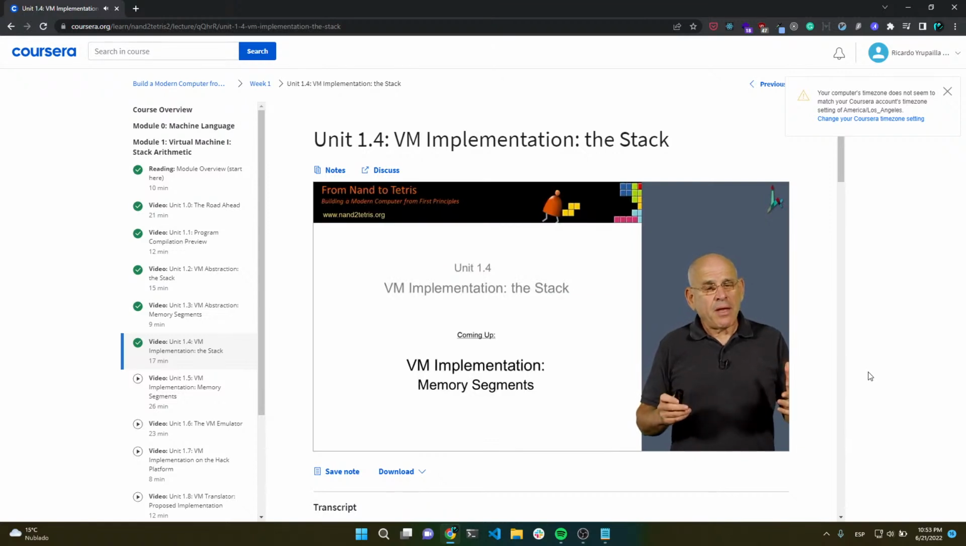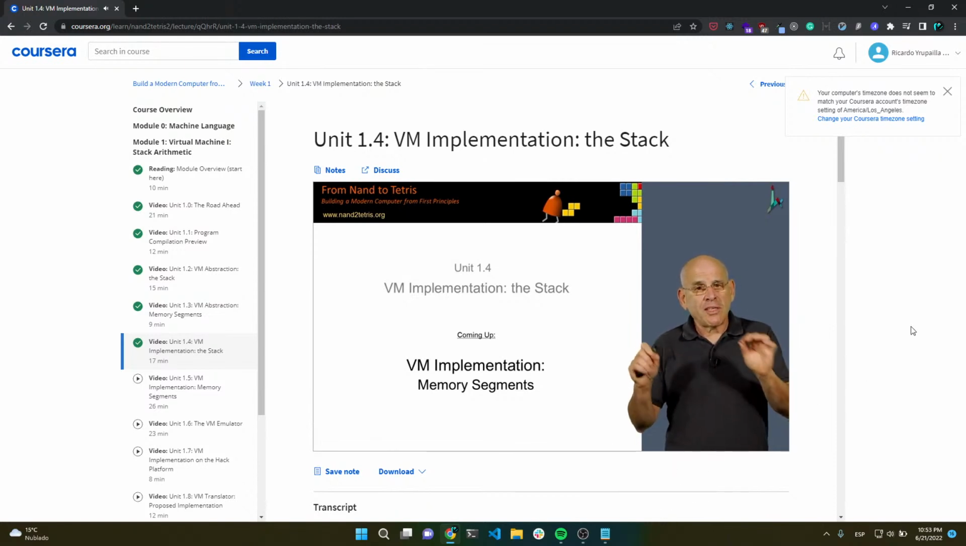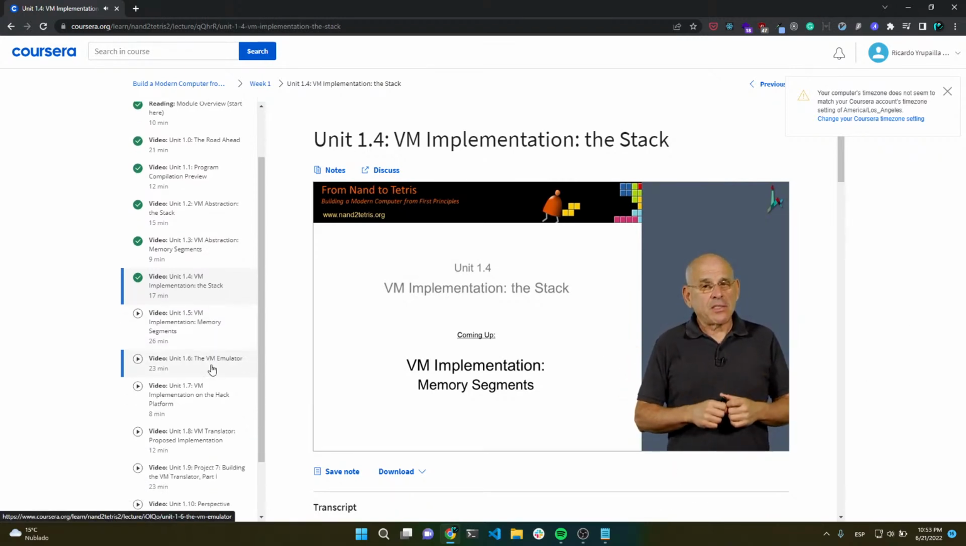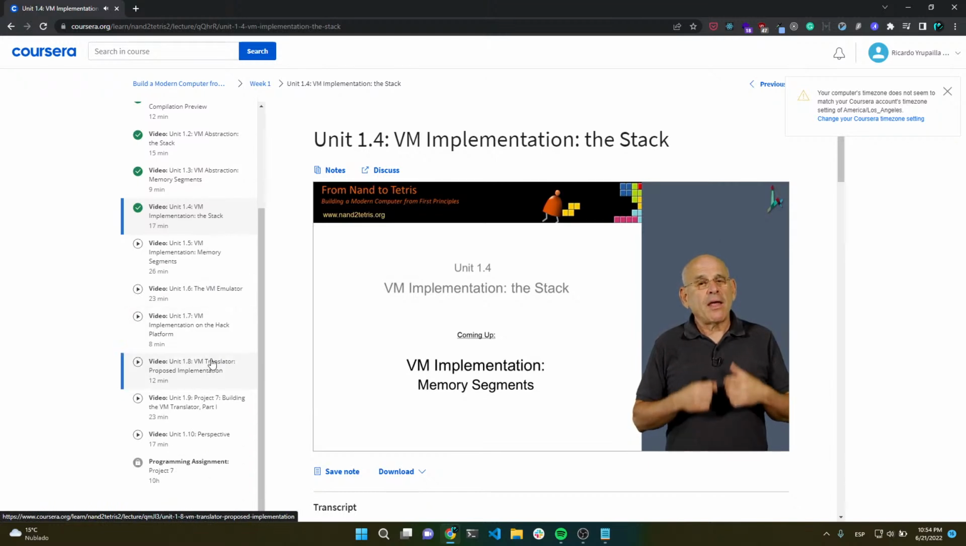All right, so this has been the module in which we began to talk about the VM implementation. So far we talked about implementing one command only, push constant I, and in the next units of this module we'll talk about implementing all the other commands that we discussed before from an abstract perspective. Now we'll talk about how we actually make them work.